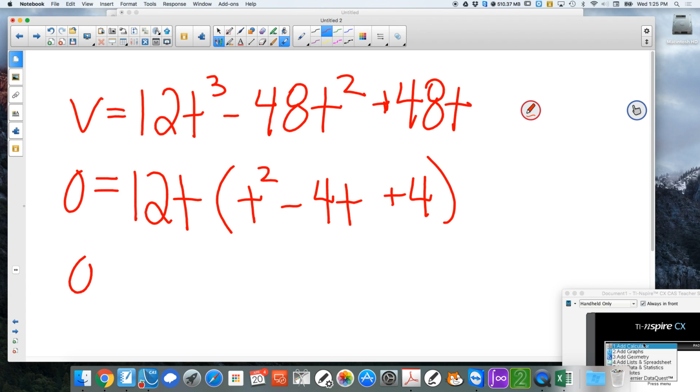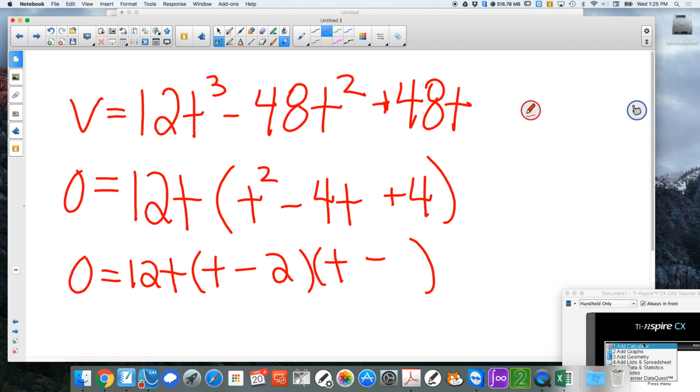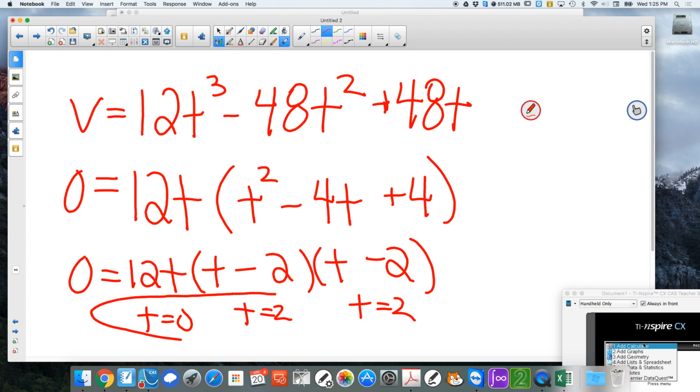Now we're going to keep factoring. Peter, can we factor that into two things? t and t. Signs are both what? Negative. Negative 2. Excellent. So now where V is equal to 0: at t equals 0, t equals 2. Do I have to write it down twice? Absolutely not, but I did. There's our statement for that answer.